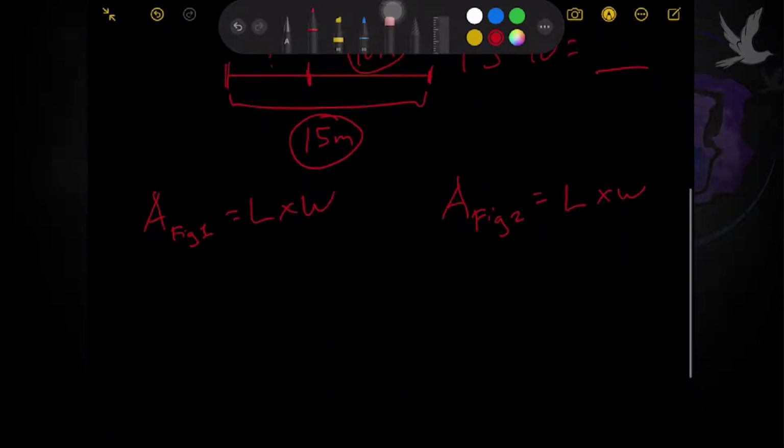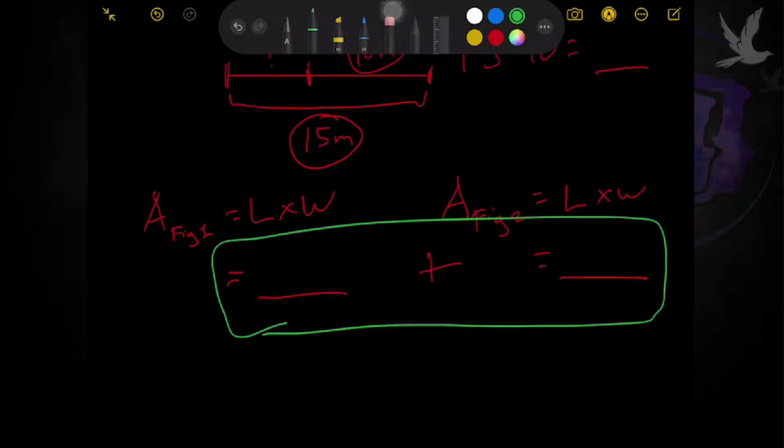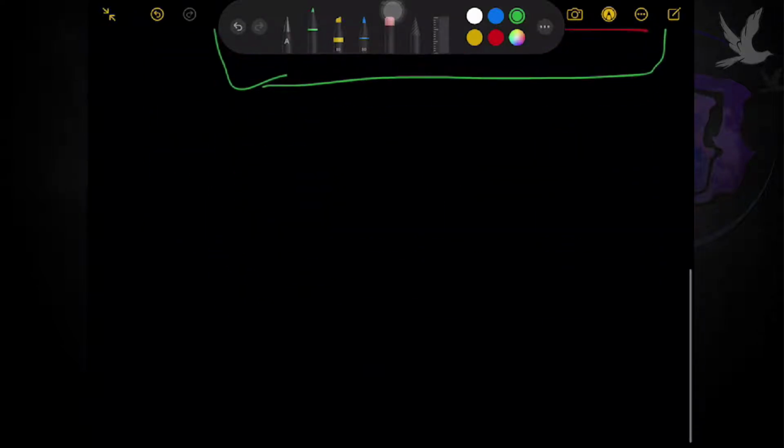So, from there, once you're able to get your area for figure 1 and also the area of figure 2, you just need to add them both and that will be your answer for number 1.